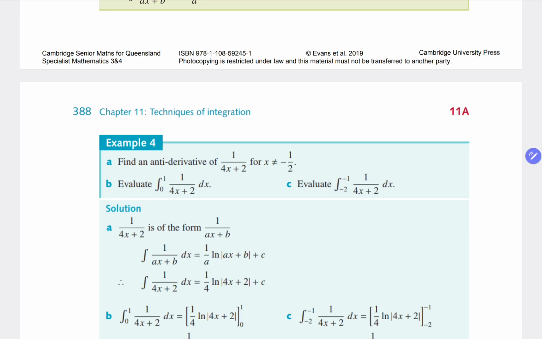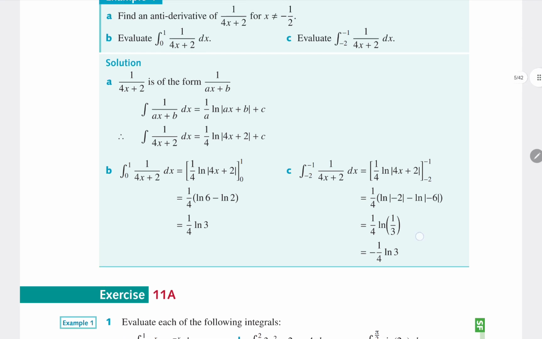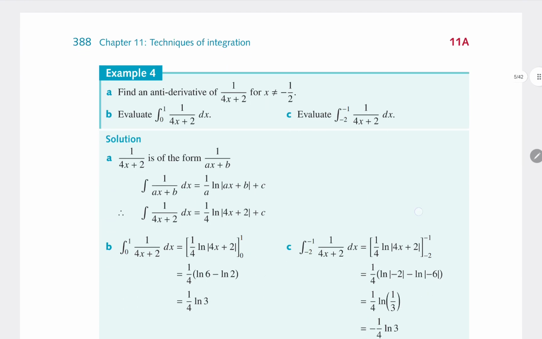Okay, so I think the answer would be negative 1/4 ln 3. Make sense? Yeah. That's all the examples for 11A. So the only new thing is the absolute value.